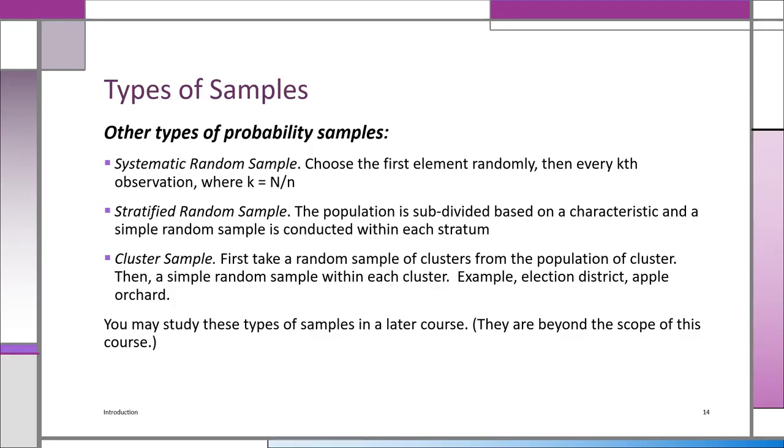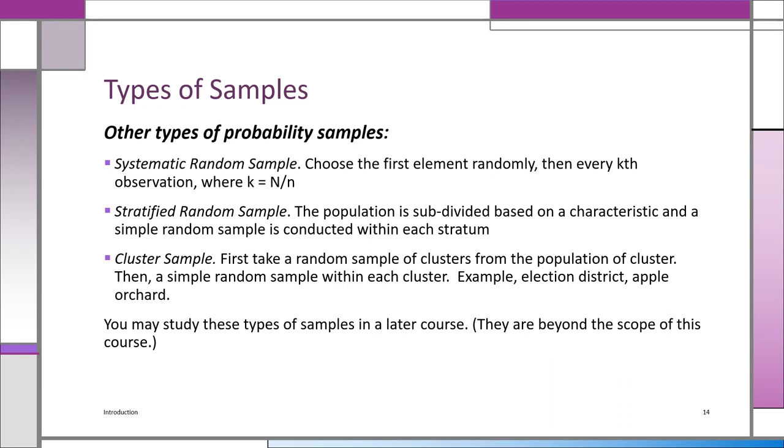A third kind of probability sample is called a cluster sample. You might actually do this by, for example, zip codes, which are a kind of cluster. And you say, okay, we'll take a certain number of students from this zip code, a certain number from this zip code, another from this zip code. Again, there are advanced reasons for doing this in statistics, but that's called a cluster sample. You may learn this in another course. It's beyond the scope of this course.